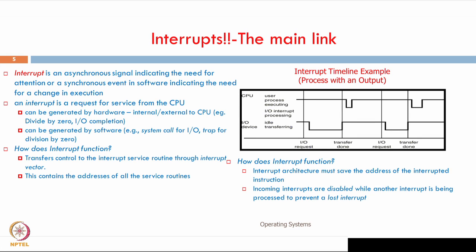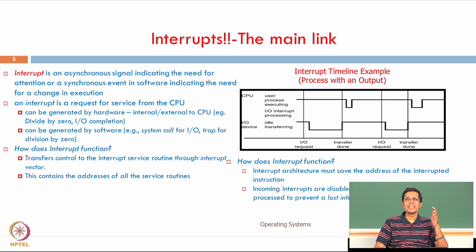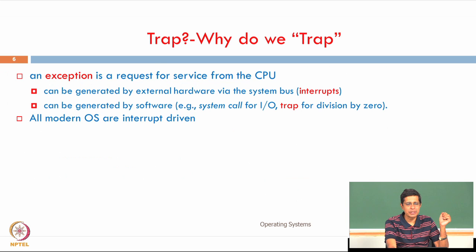An interrupt is actually an asynchronous signal indicating the need for attention. An interrupt can also be a synchronous event in software indicating the need for a change in execution. So, when we do some aspects of process management, we will understand the asynchronous event and the synchronous event. Now, in the next slide we will see a little more. I would like to go to the next slide before coming back to this again.